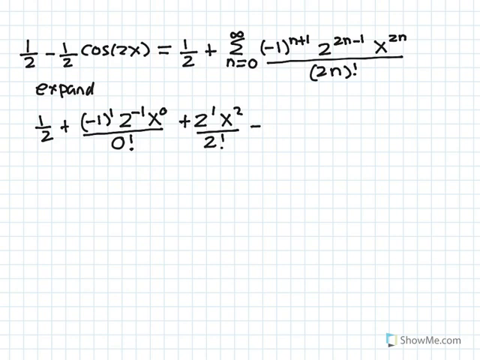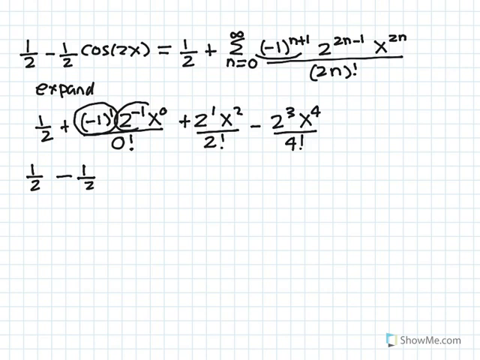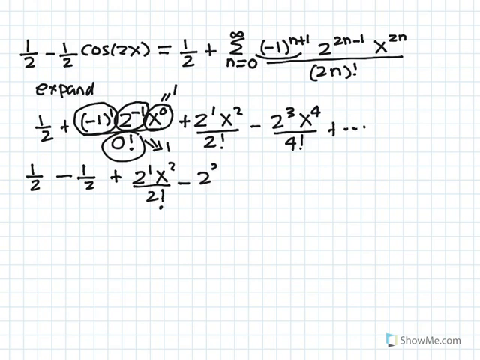Now plug in n equals 2. So we get minus 2^3, x^4, divided by 4!. The reason we get a minus is because we have (-1)^(n+1), and n is equal to 2, so we get (-1)^3, and -1 raised to an odd power is negative. Now, if we simplify, you will notice we get 1/2 minus 1/2, because we have (-1)^1, that's -1, and 2^(-1) is 1 over 2, x^0 is equal to 1, and 0 factorial is just 1. Plus 2^1, x^2, divided by 2!, minus 2^3, x^4, divided by 4!, and so on.